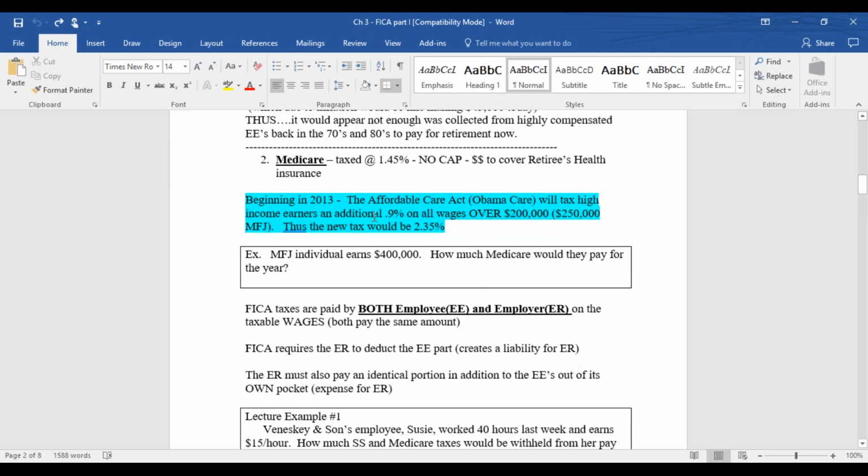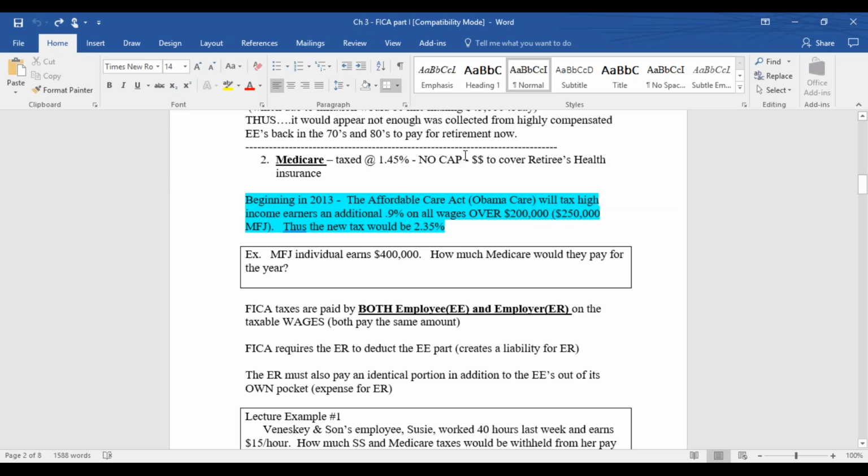As we go through now, the Medicare, that's the second part of the FICA taxes. Medicare is the second one you need to have memorized and remember for this class. You'll also need to have memorized the percentage for Medicare. Again, it doesn't change. 1.45% stays the same year after year.